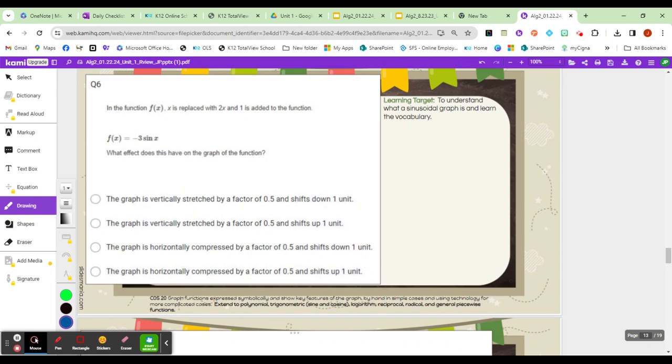In the function f of x, x is replaced with 2x and 1 is added to the function. So we have this function, and then we're going to have a new function. We'll just call it g of x. And it says that x is replaced with 2x, so we still have the -3. X is replaced with 2x, and then it says 1 is added to the function. So the 2x is going to affect my period, because here we had a 1x, so our b was 1. Now our b is 2.